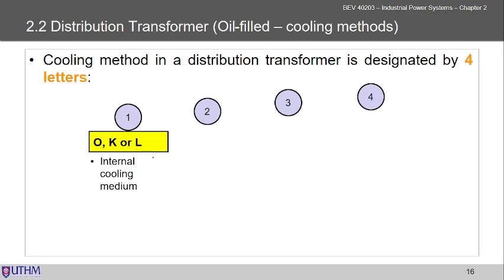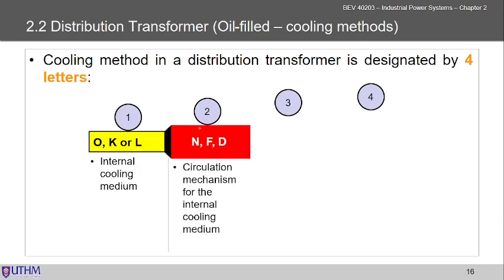Internal, inside the transformer. And the second letter is N, F, or D. So this is for the mechanism. What types of mechanism is used to circulate the cooling mediums? So this is the mechanism, still internal. These two belong to internal, and the rest, 3 and 4, belong to the external.